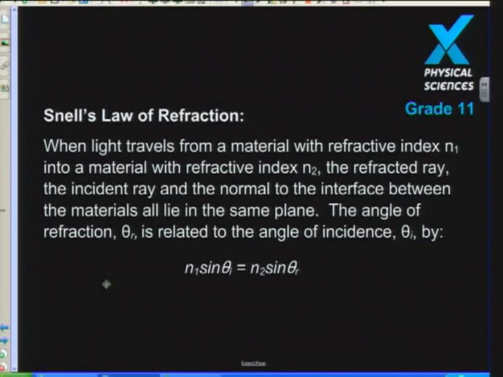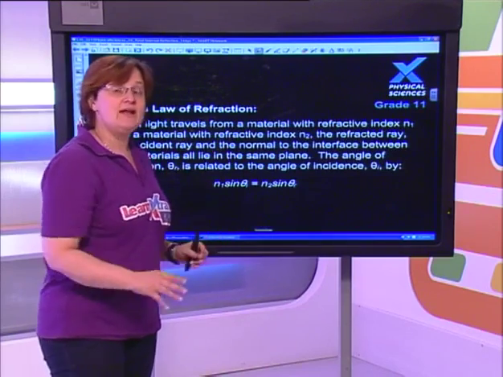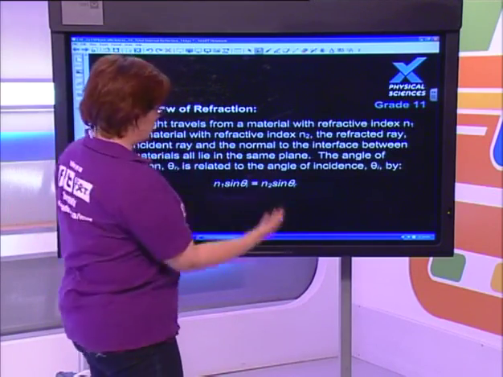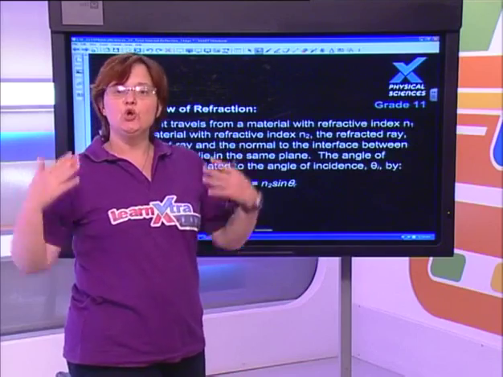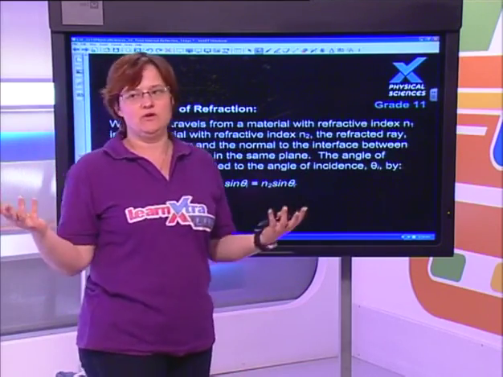So when light travels from a material with a refractive index n1 into a material with a refractive index n2, the refracted ray, the incident ray, and the normal to the interface between the materials all lie in the same plane. The angle of refraction, theta r, is related to the angle of incidence, theta i, by the equation that we've got, okay? So we can state it as an equation, which is n1 sine theta i equals n2 sine theta r, okay? Or we can state it in words, but it's a law that you have to learn, okay? It's one of those, unfortunately.